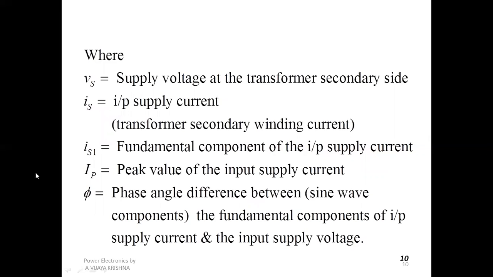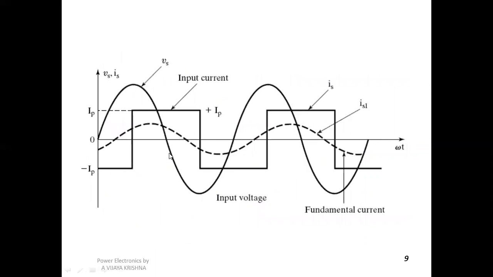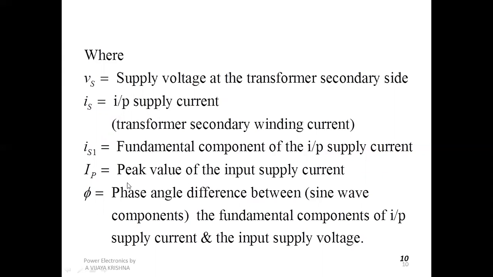Is1 is the fundamental component of the input supply current. This is the fundamental component of the supply current. The dotted line is the fundamental component of the supply current. Okay, next one, Ip is nothing but the peak value of the input supply current, and phi is the phase angle difference between the fundamental components of the input supply current and the input supply voltage.